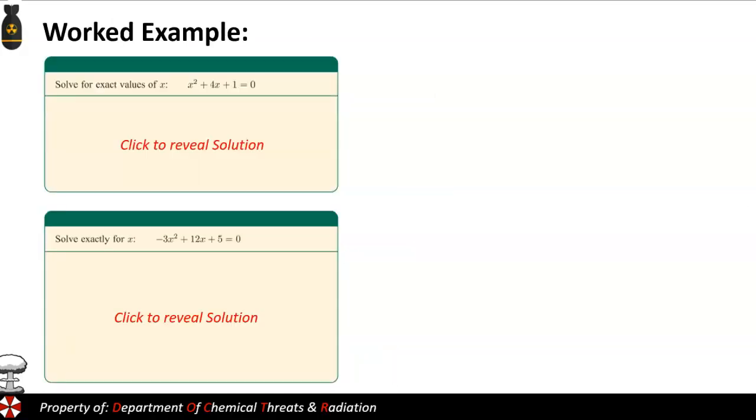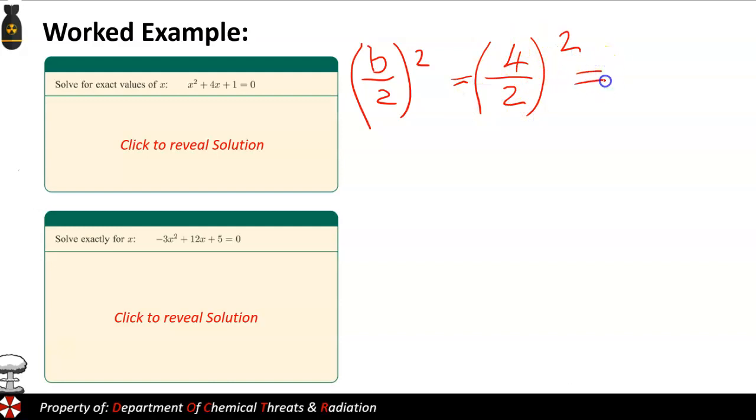In this case, solve for the exact values of x squared plus 4x plus 1. If we use that perfect squares rule, it says, well, what is (b on 2) all squared? Well, a here is 1, b is 4. So this is going to be (4 on 2) all squared, which we can simplify. 4 on 2 is just 2, but keep the squared. The reason that we're keeping the squared is because we want it to look like something in particular.